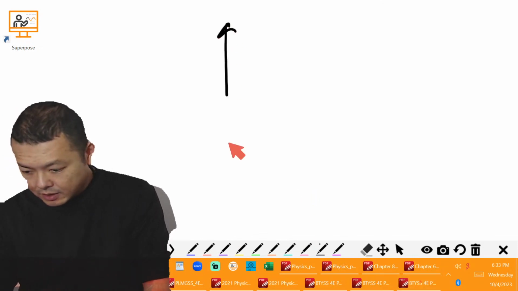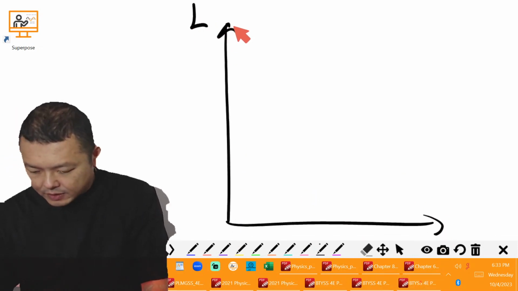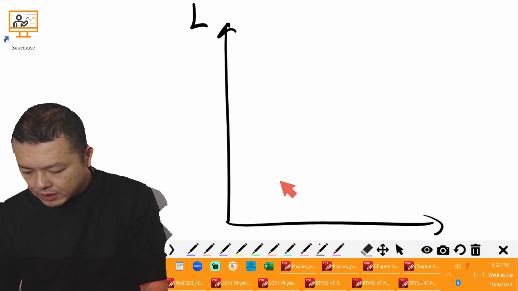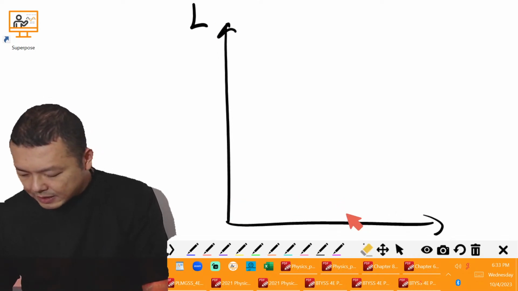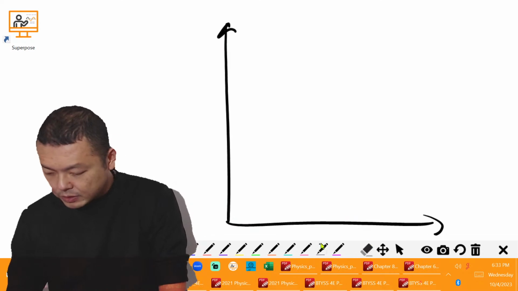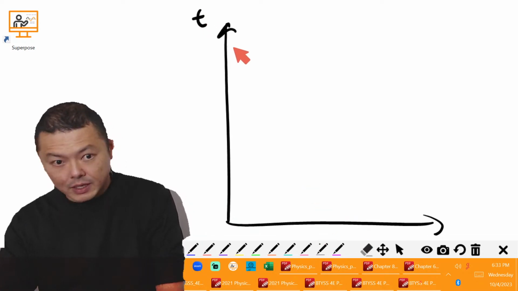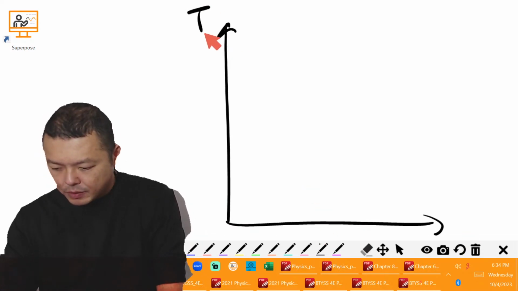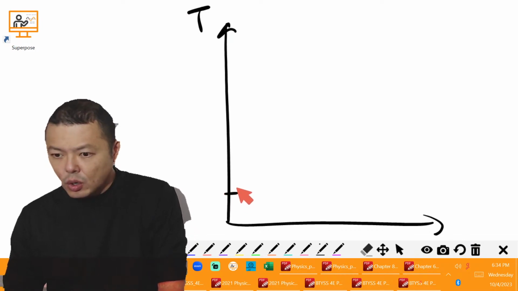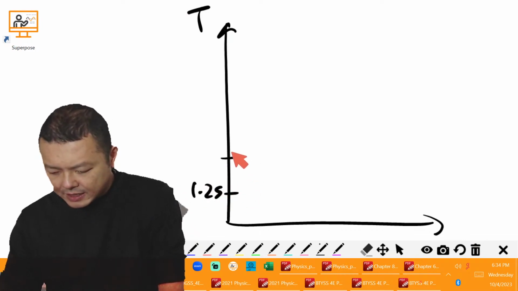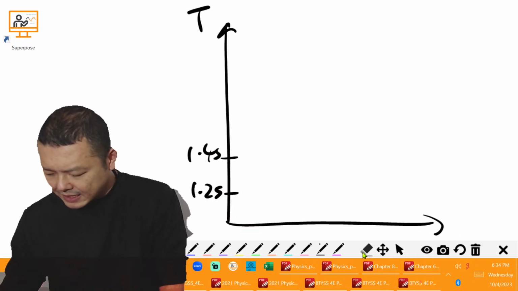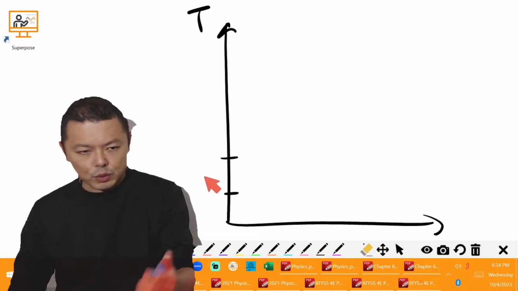Correct or not? Right? Let's say length of the pendulum is the independent variable, so the period is the dependent variable. Let's say your lowest period is already 1.2 seconds, and the next one is 1.4 seconds, 1.6 seconds. Let's say your data is 1.2, 1.4, 1.6.